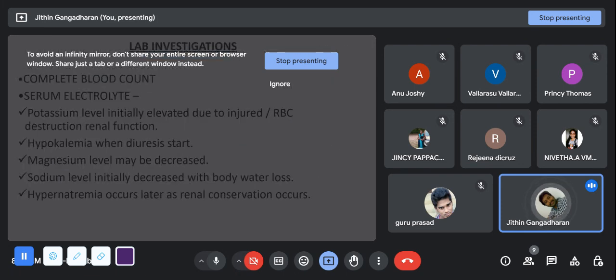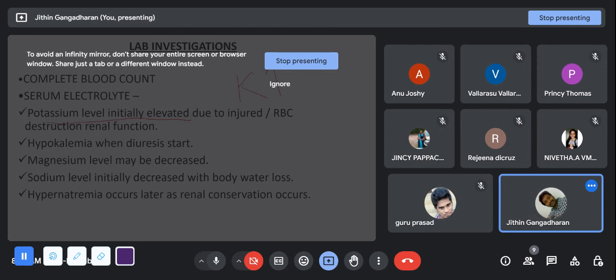Now, what are the lab investigations that you have to check? CBC, for what? Any increase in the count, any infective condition, to understand whether the WBC is elevated or not. Next comes your serum electrolyte levels. You can see potassium increase. In case of burns, the main thing you have to check is the potassium increase. Why is there a potassium increase?